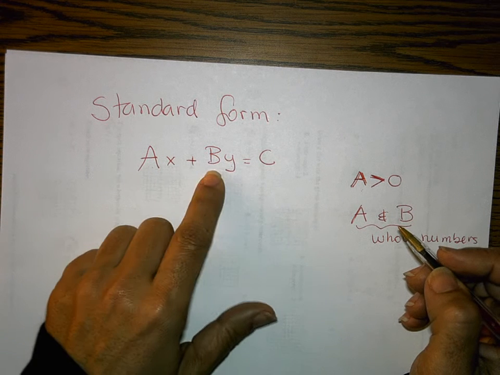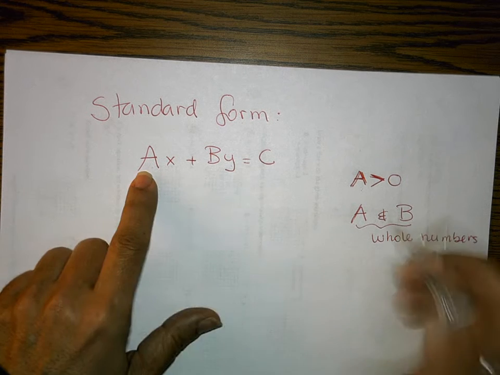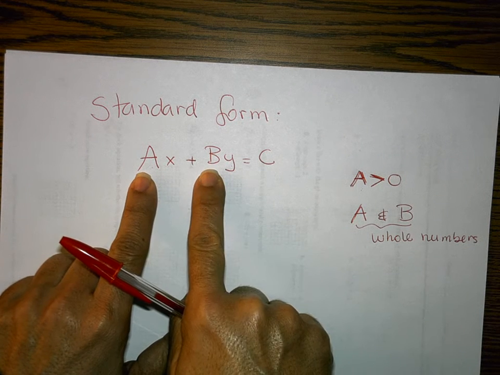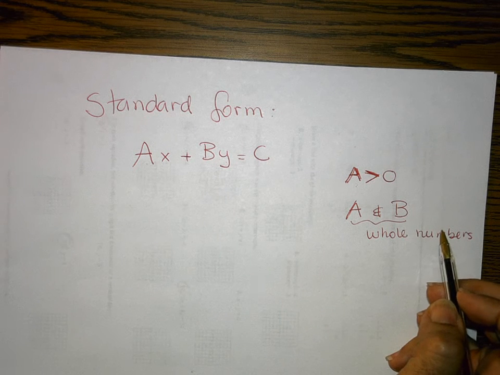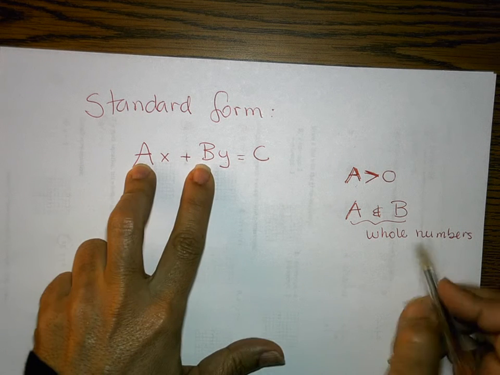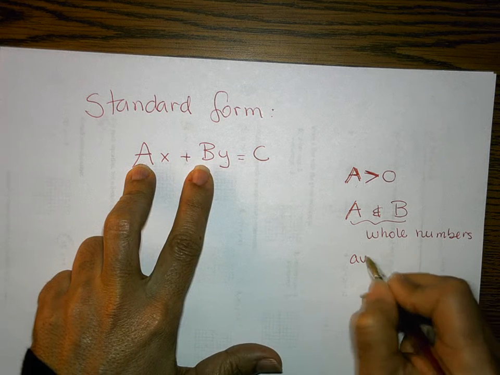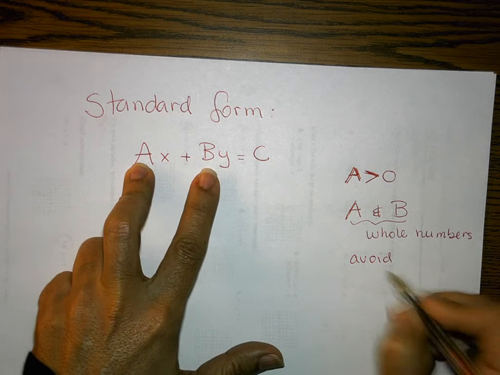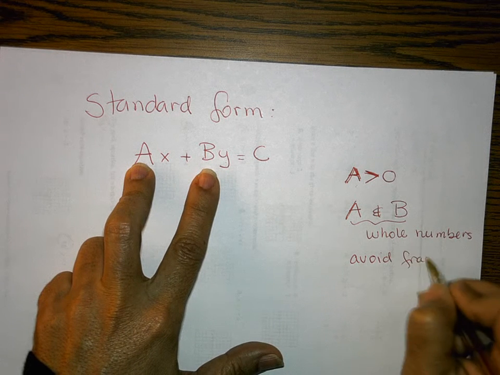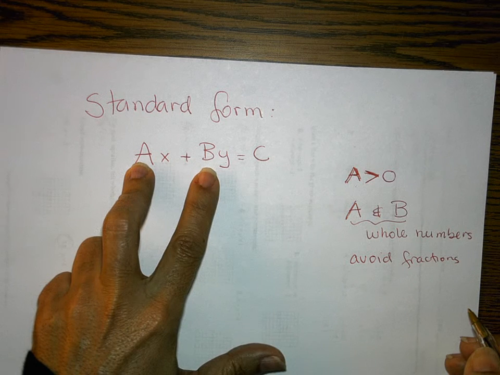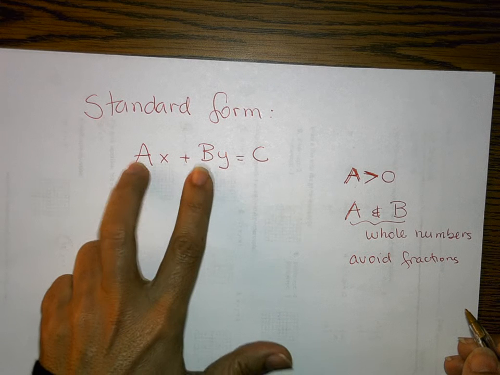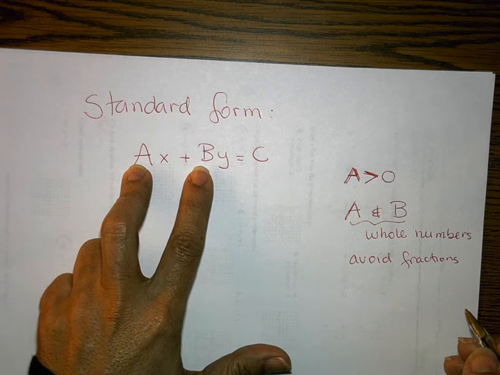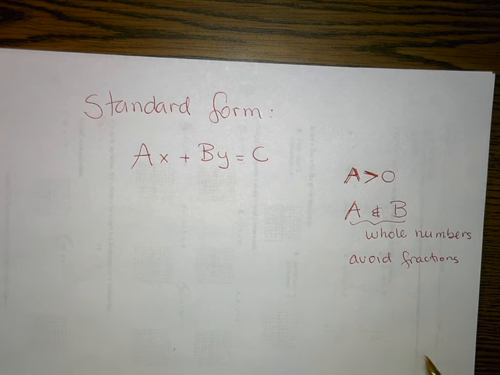The b value times the y. This a and b are not variables. They are going to be whole numbers. We want a and b to be whole numbers, and we're going to avoid them being fractions. We're going to use some math skills to get rid of fractions and make the a and b values whole numbers. Let me show you a few examples of what this means, and then we'll move on.